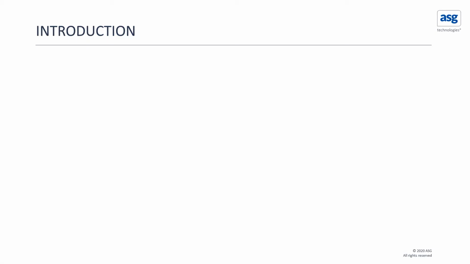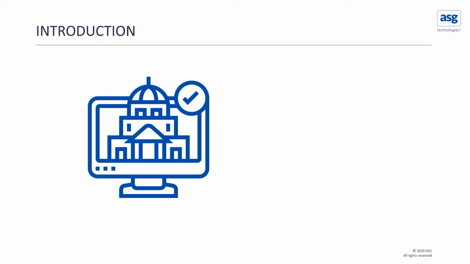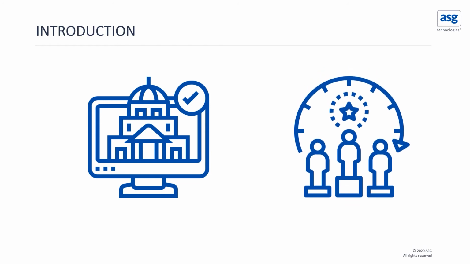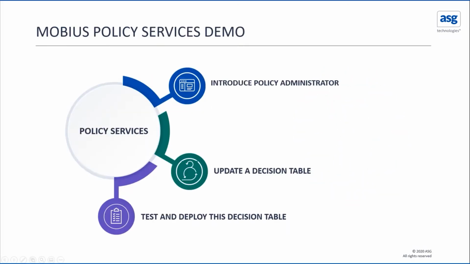Hello and welcome to our Mobius Policy Services session, where I will demonstrate how you can make information governance a competitive advantage for your organization. During this demo, I will first introduce our new module ASG Policy Services by presenting its main components and features. Then I will demonstrate how easy it is to create and update a policy rule. Finally, I will test this modification and deploy the new policy.